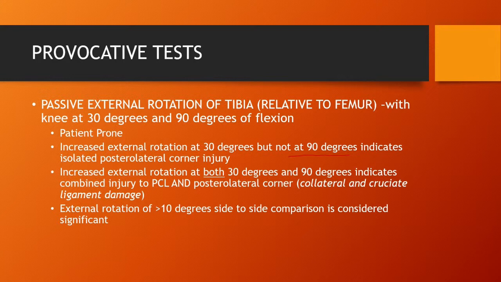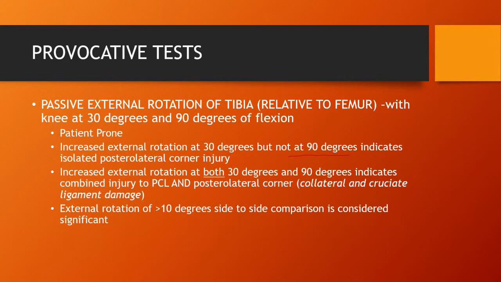Now, when we have increased external rotation at both 30 and 90 degrees, what's that going to indicate? Well, it's going to indicate injury to the posterolateral corner and also suggests combined injury to the posterior cruciate ligament. And any external rotation of greater than 10 degrees side-to-side comparison is considered significant. So always compare your findings on the involved lower extremity to your findings with the uninvolved lower extremity.